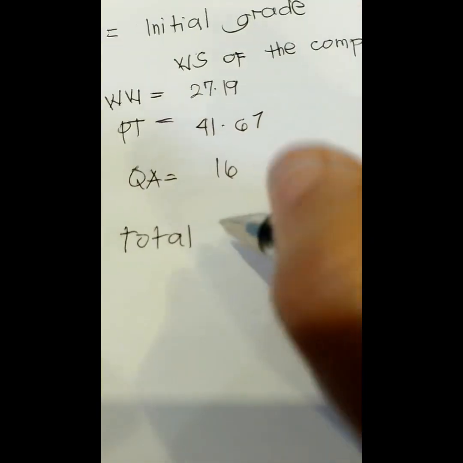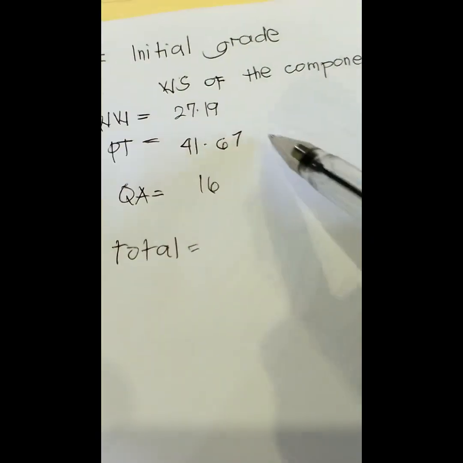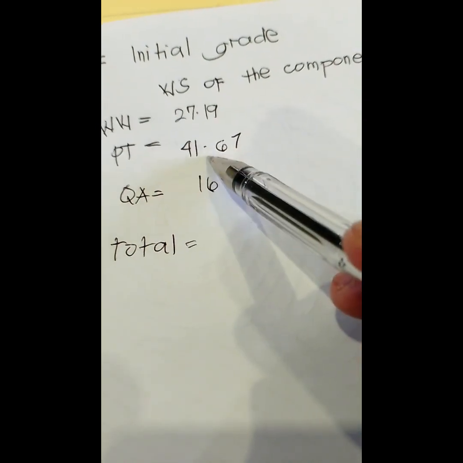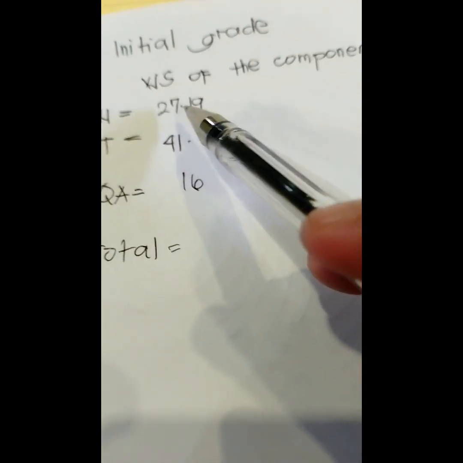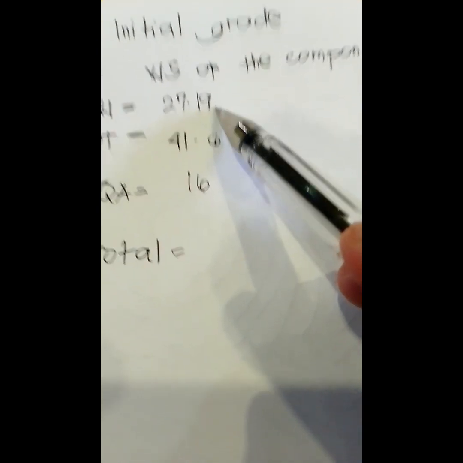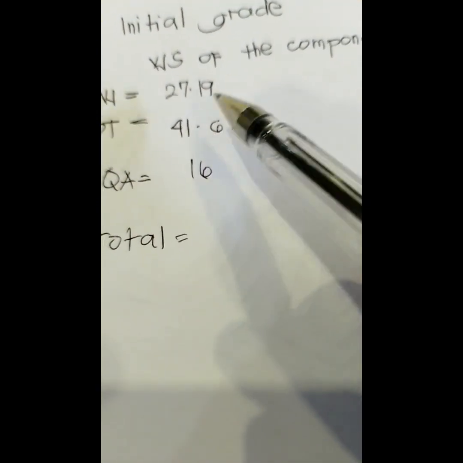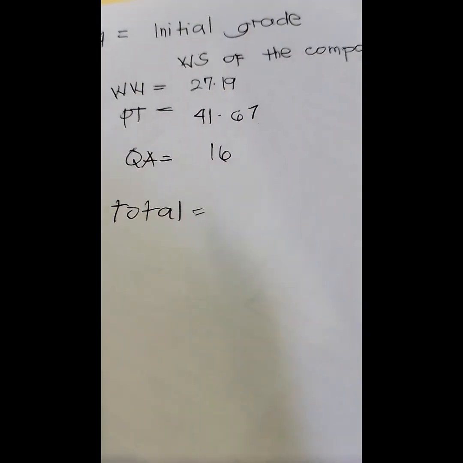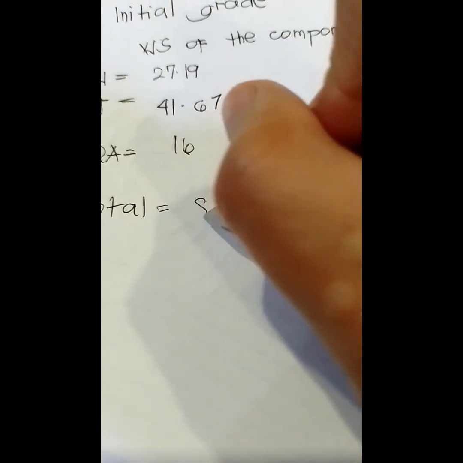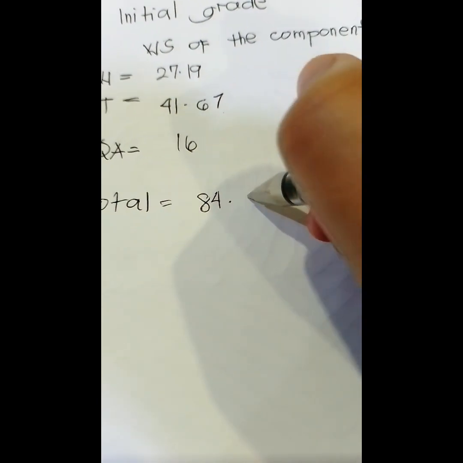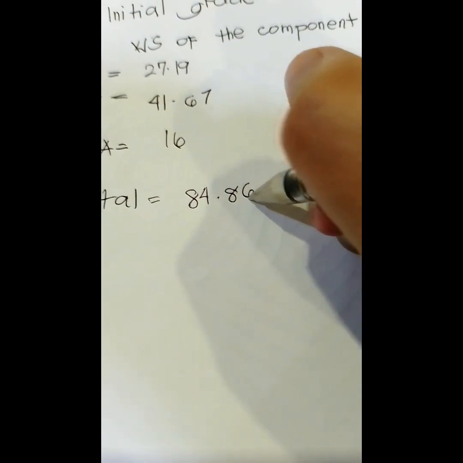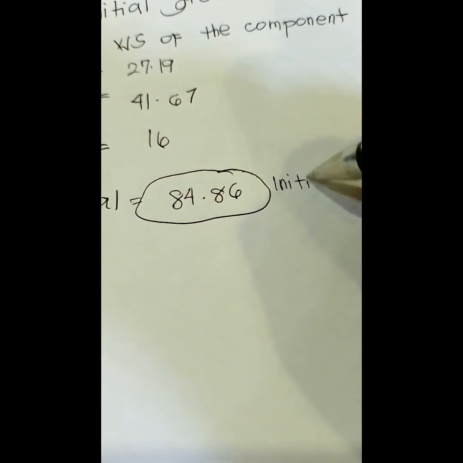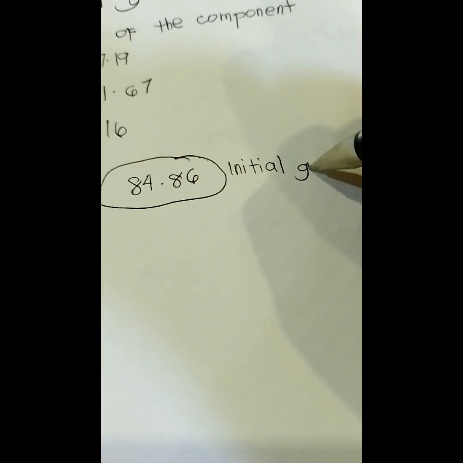So total, we compute the three, we total them. 27.19, add to 41.67, add to 16, equals 84.86. This is not yet the final grade of the learner. It is just the initial grade. Initial grade.